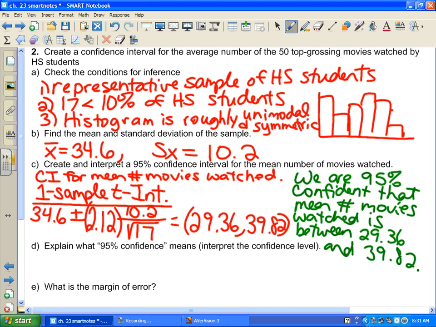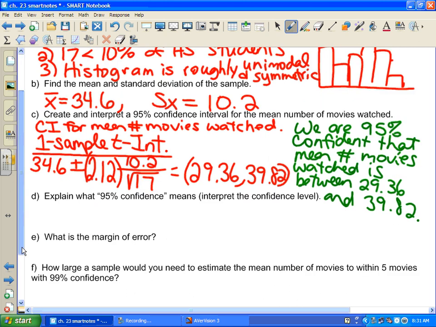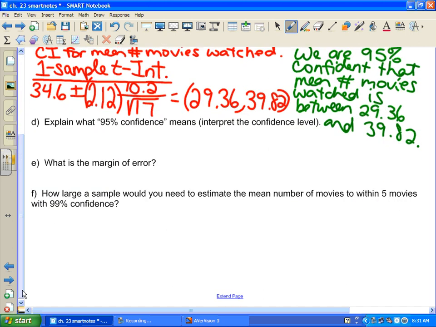Okay. So this is just a few additional questions that go with confidence intervals. Should be review. It's stuff we've done before. This is explain what 95% confidence means. This is not the same thing as the we are 95% confident. That's interpreting the interval. This says interpret the confidence level. What does that 95% confident mean? What does this part of the interpretation mean? Anyone remember?